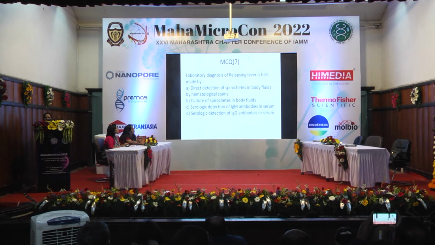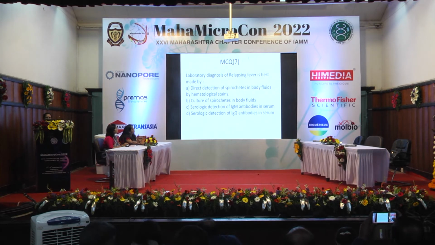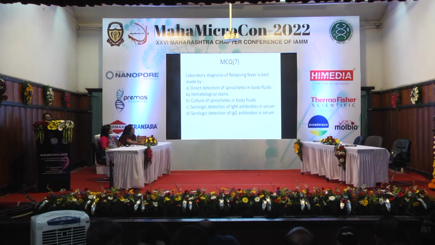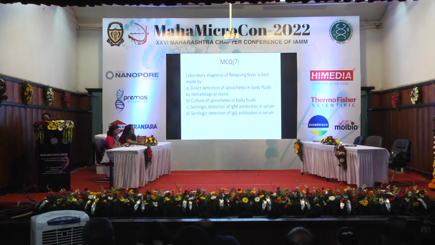Laboratory diagnosis of relapsing fever is best made by direct detection of spirochetes in body fluids by hematological stains, culture of spirochetes in body fluids, serological detection of IgM antibodies in the serum, or serological detection of IgG antibodies in the serum.